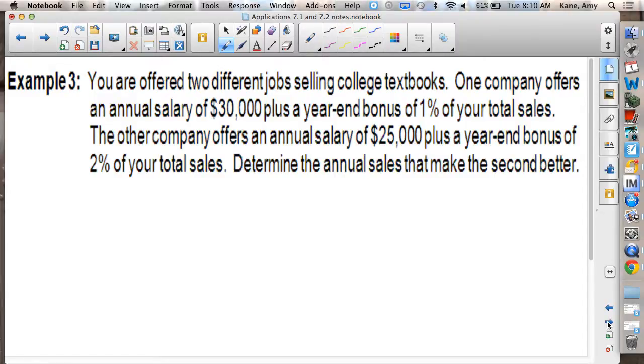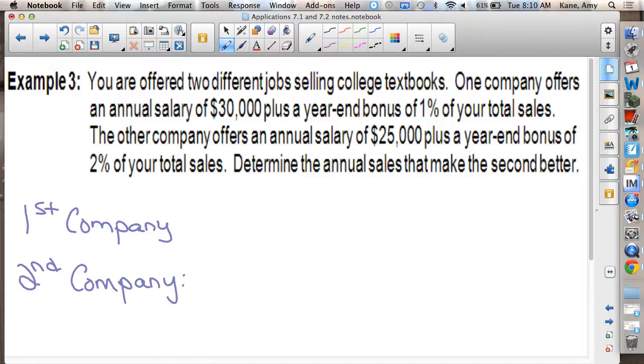So if we're trying to figure out which annual sales would make the second offer better, just like we did with the other equations, we can try and come up with each scenario. So the first company versus the second company. So I have two different companies that we're trying to compare. We had two different states that we were trying to compare. So when we're trying to make a comparison, we should probably come up with equations for both.